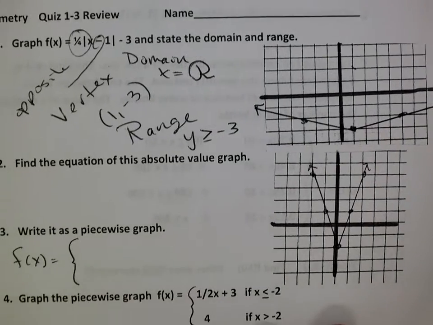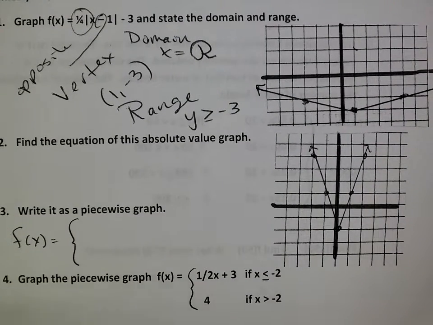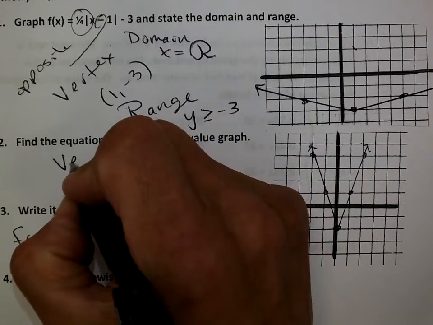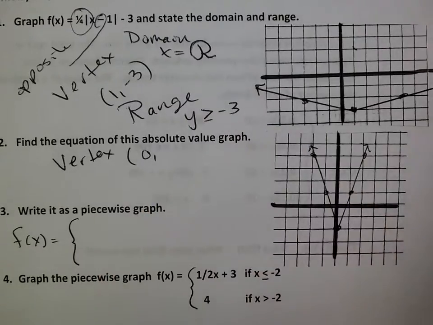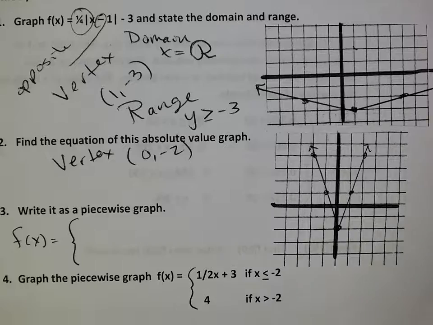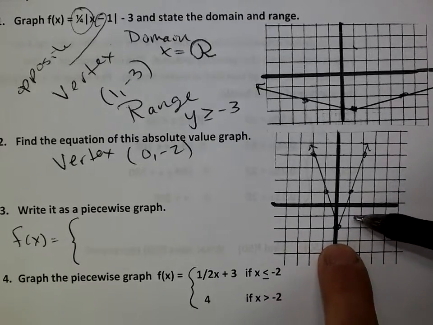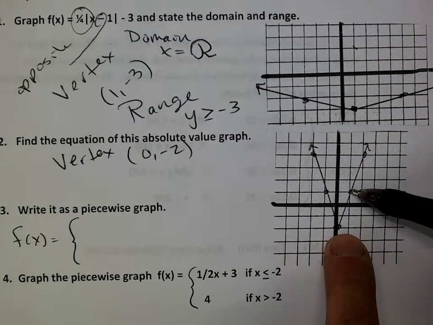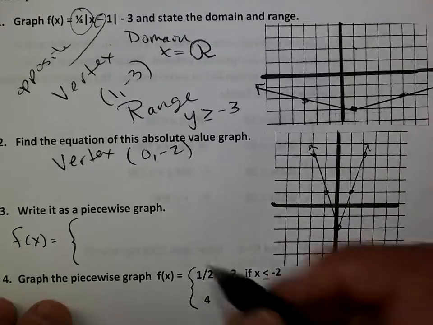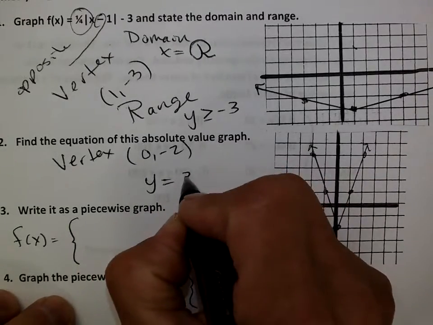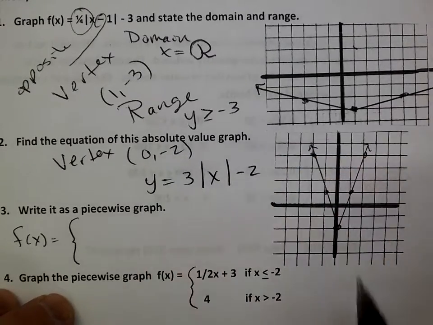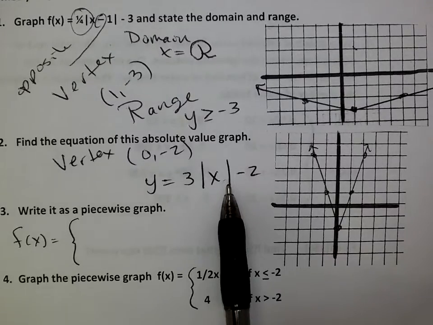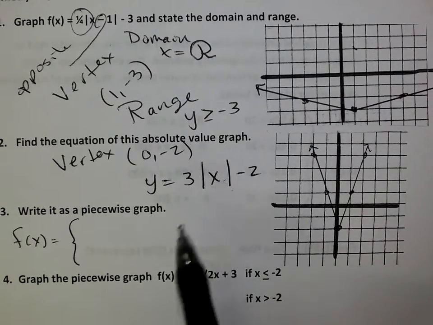Okay, number 2. Find the equation of this absolute value graph. So I know the vertex of this is at 0, negative 2. All right? I also know that it has a slope of up 3 over 1, up 3 over 1. So I'm going to write y equals 3 absolute value of x minus 2. The 0 is in there, but I don't need to write the 0 because the 0 is kind of redundant. Okay?